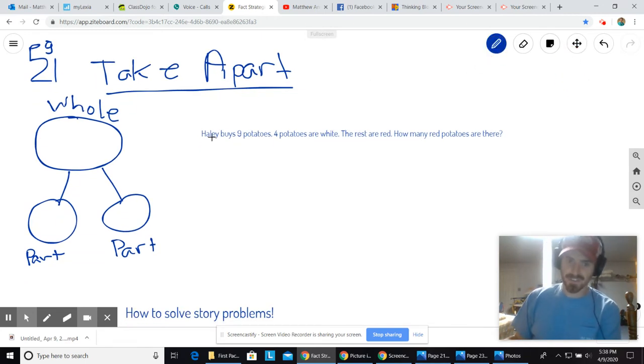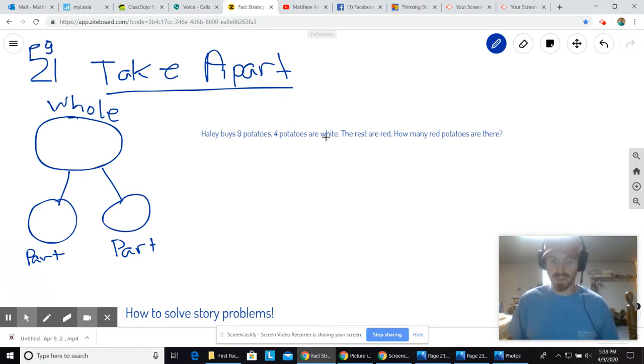Okay. So looking at number one, it says Haley buys 9 potatoes. 4 potatoes are white, the rest are red. How many red potatoes are there? So when you're talking about take apart problems, you're thinking about part whole. In this problem, it sounds like we have a whole and we know a part, but we don't know what the other part is. So what we can do is take the whole apart to figure out what parts make it. So just using what I know and what I think makes sense, it says Haley buys 9 potatoes. Okay, she's got 9 potatoes.